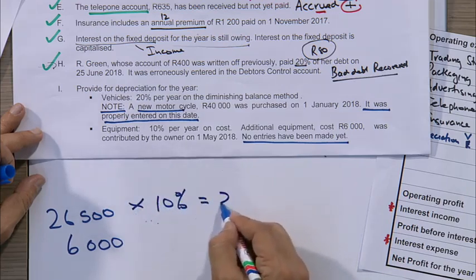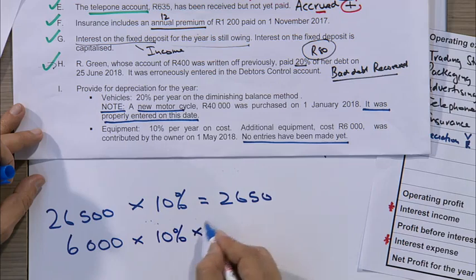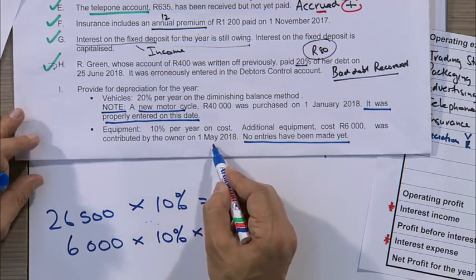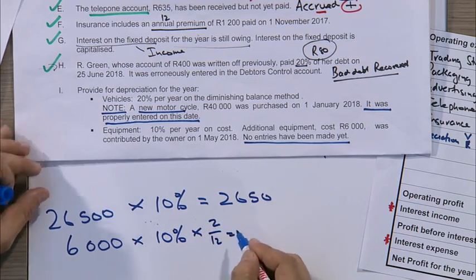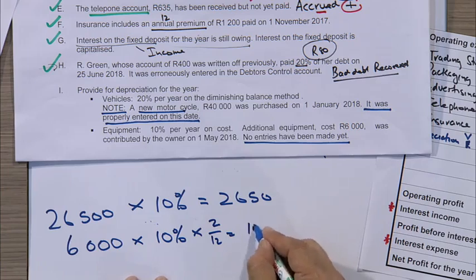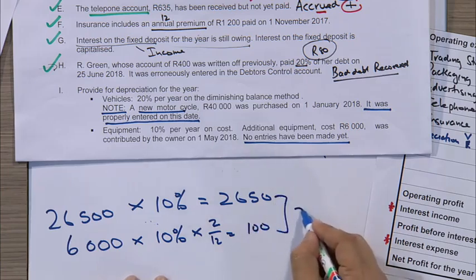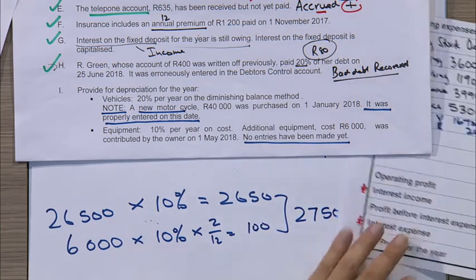So I just need to multiply that with 10%. That is going to give me 2,650. I need to multiply that with 10%. And I need a fraction here because the owner gave it in May. So I only have it for May and for June, which is 2 months. And I'll just have to add those two figures together. That gives me 100 Rand. So that comes to 2,750.